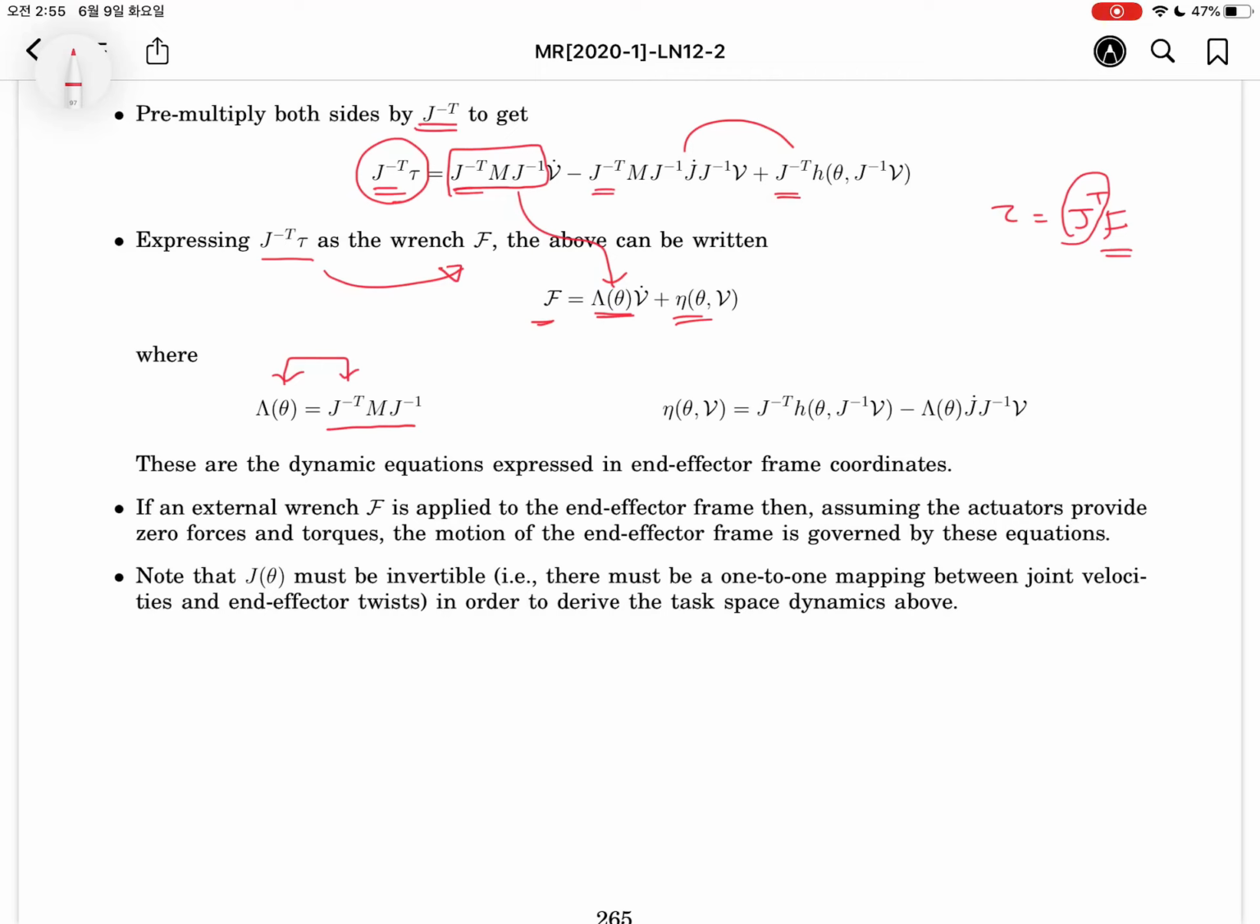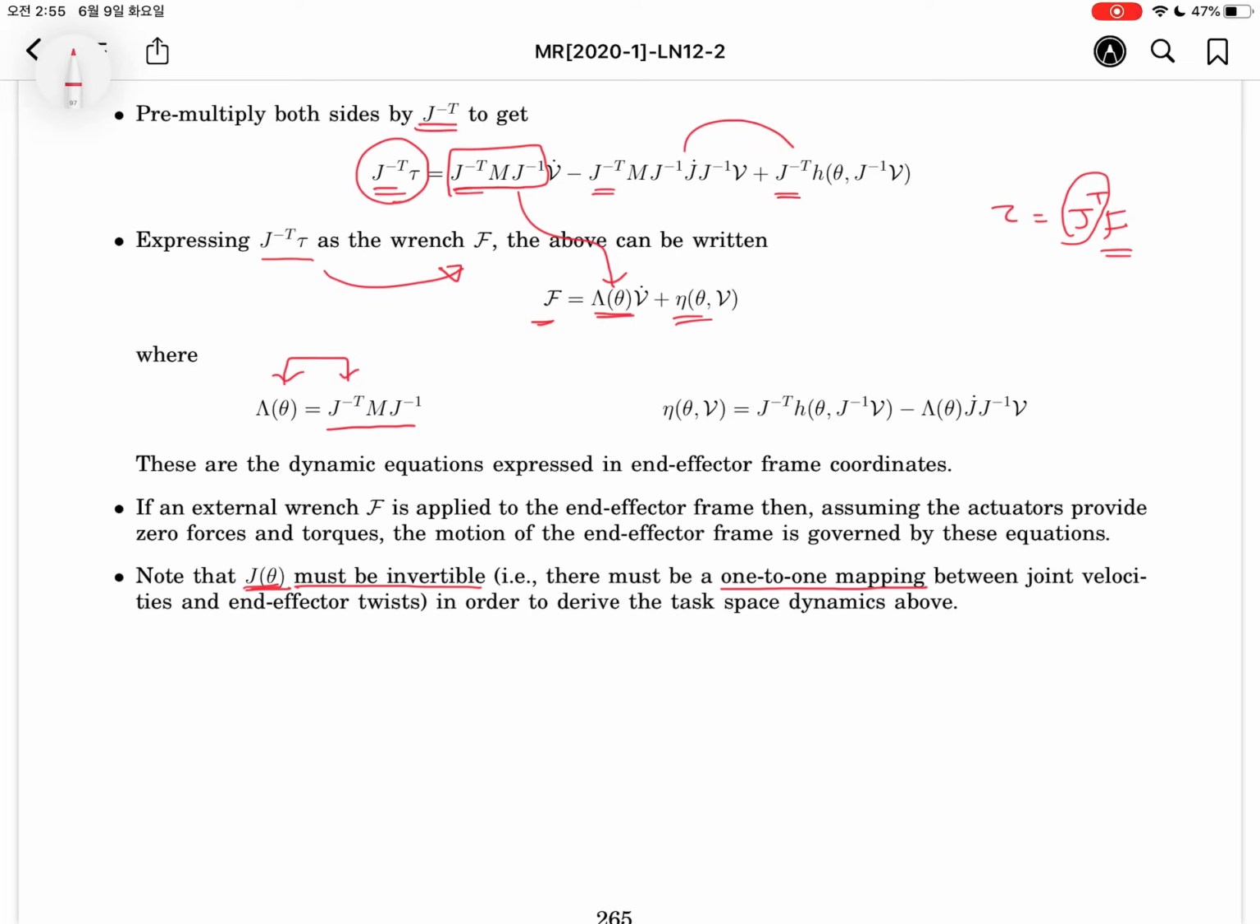In order to obtain this task space dynamics, J should have an inverse matrix. J must be invertible. At that time, one-to-one mapping can be obtained. So we can easily derive the task space inertia and the nonlinear terms.